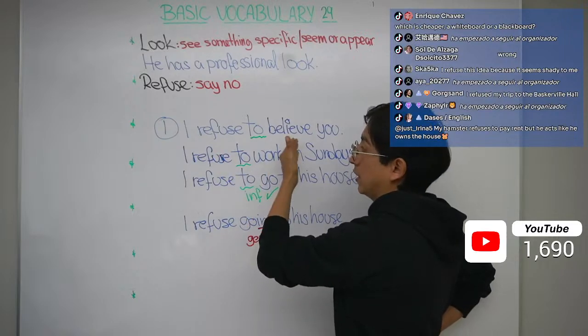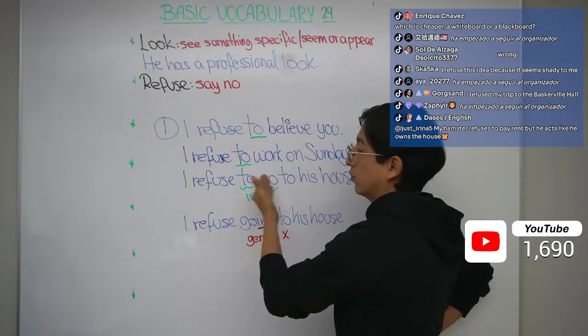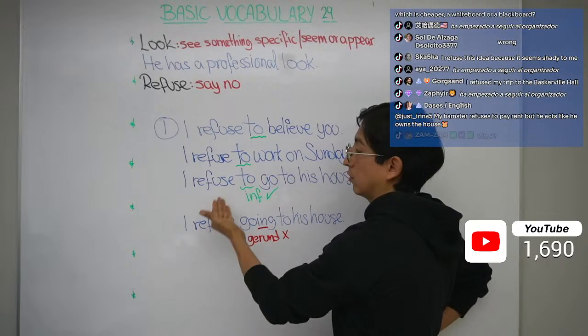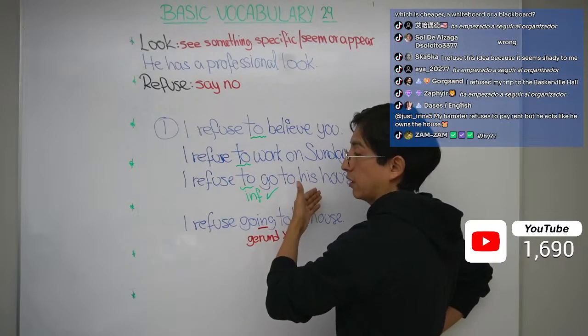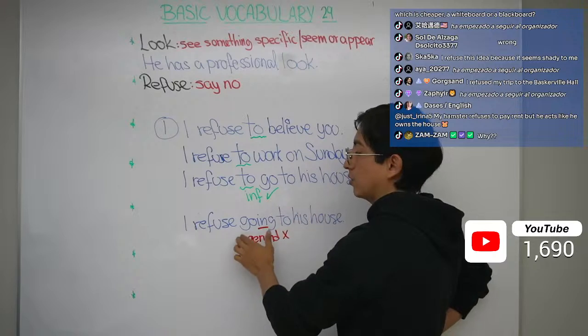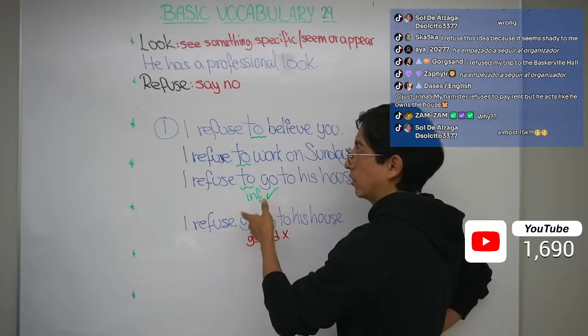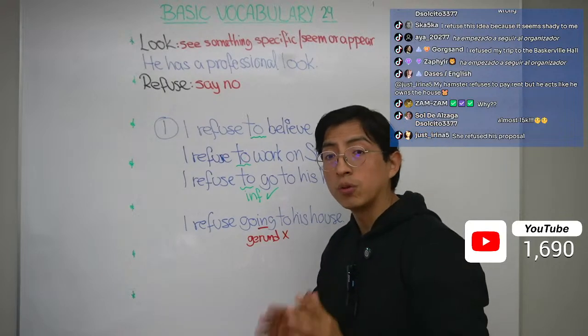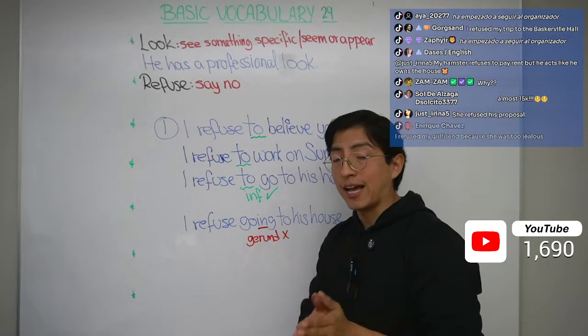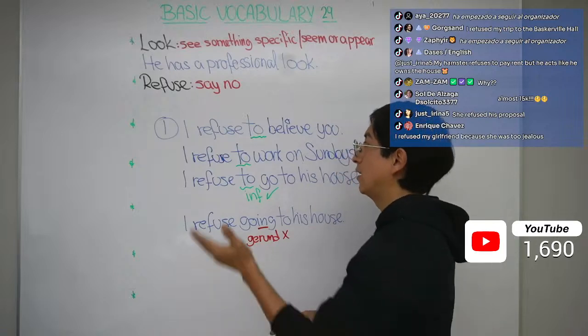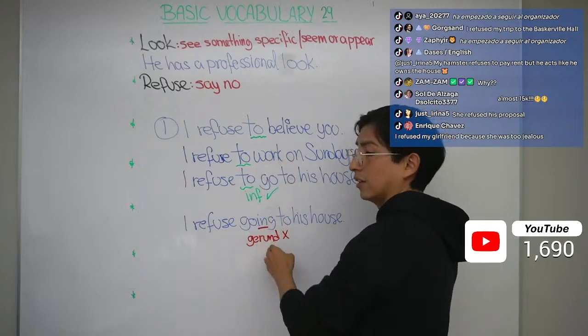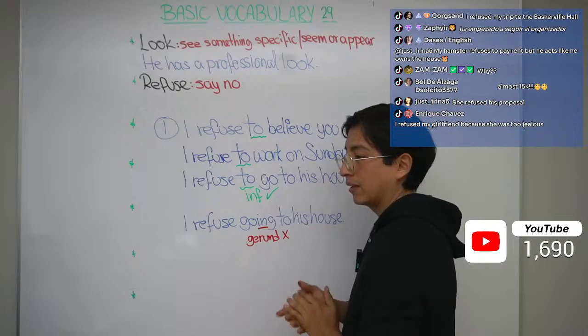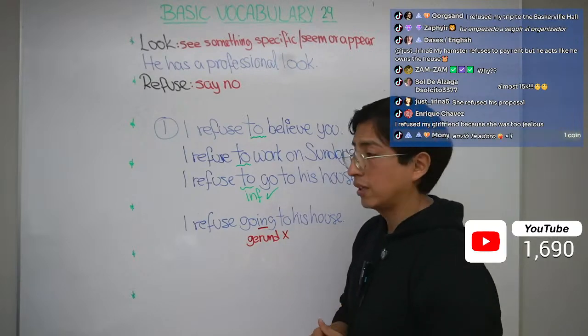I refuse to believe, I refuse to work, I refuse to go, I refuse to travel, I refuse to listen, I refuse to speak. Yes? But we never use "I refuse going," "I refuse believing," "I refuse working." No, please remember that. This is okay. This is not okay. Please remember to take a screenshot of this.